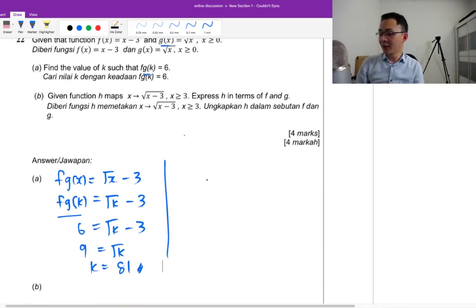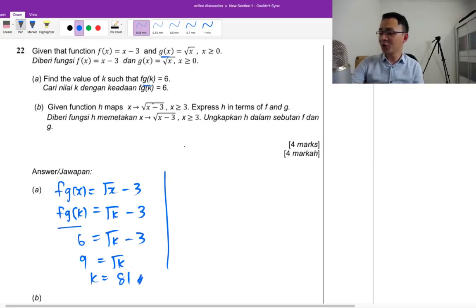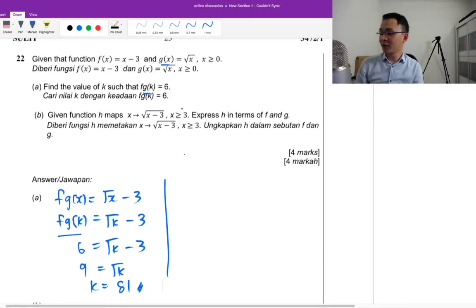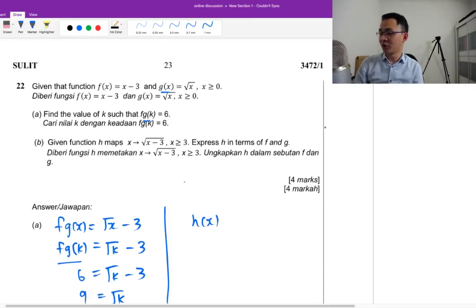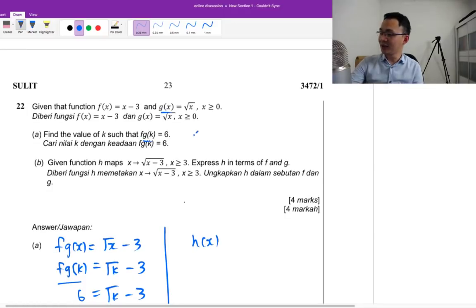Okay, for B, the question says given that h maps x to square root of x minus 3. They want you to find h(x) in terms of f and g. This is a bit difficult if you can't see. What I understand is that I'm trying to put f(x) inside g(x). That means my whole x here will become x minus 3.